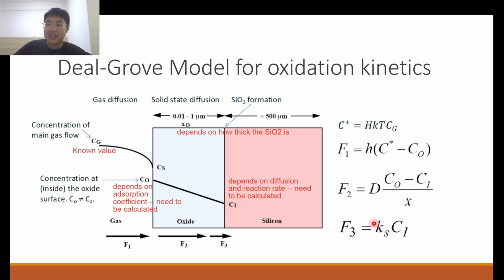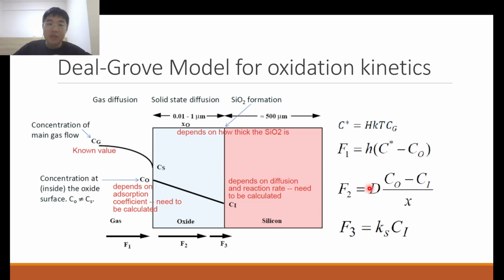And so that is basically defined in terms of a first order rate equation, where the third flux is effectively a reaction rate, equal to the rate constant of the surface reaction times the concentration of your oxygen at the interface. Okay, so we do see that the second flux depends on how thick the silicon dioxide layer is, and later we want to solve for how the thickness varies in time. So we will expect basically a differential equation that we need to solve later.